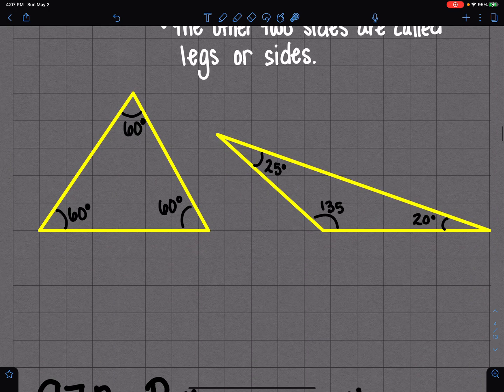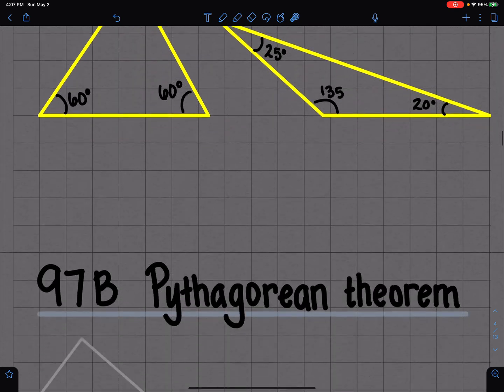Now, here are two other triangles just to show you that the interior angles of a triangle always add up to 180. 60 times 3 is 180. What if it's 135 here and you have a 25 here? You could solve for this. It would be 20, okay? So that happens every time.